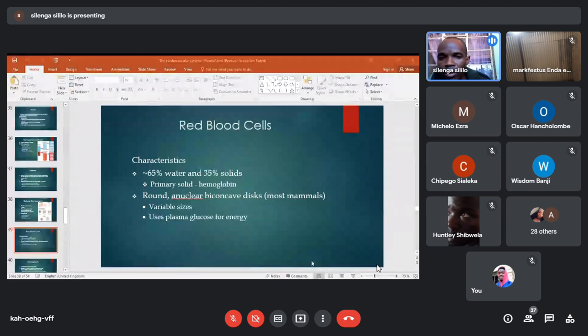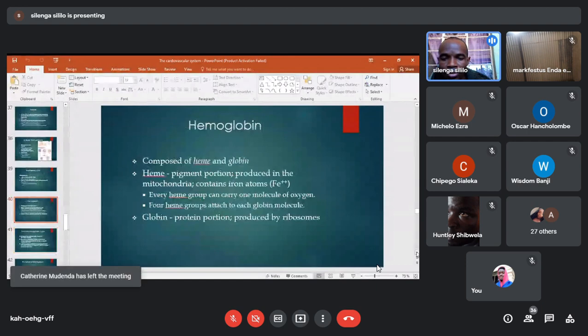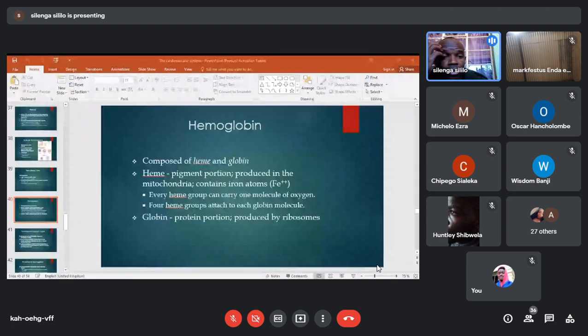But maybe we can go further. So the red blood cells, one of the components they have is the hemoglobin. So it's composed of heme, which is just a pigment, that is iron. And then you have globulin. So hemoglobin is just the iron plus globulin protein.